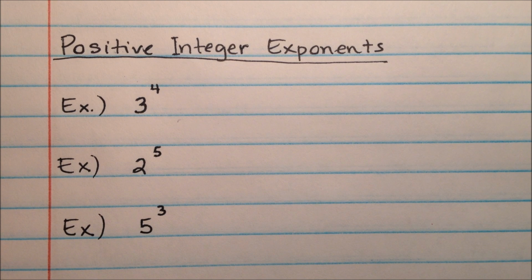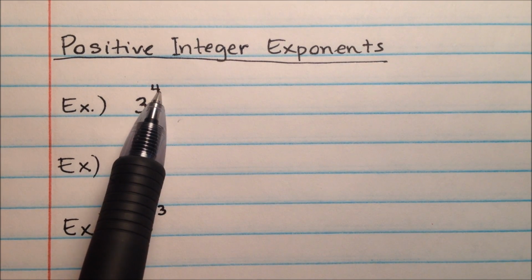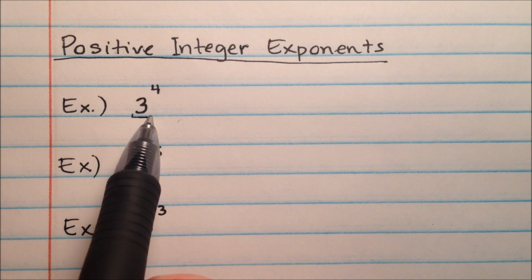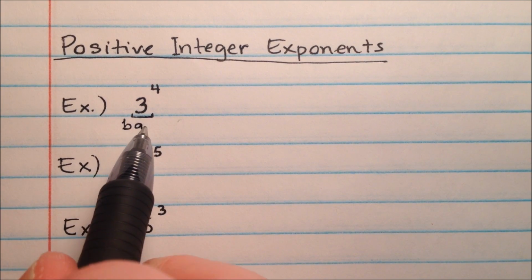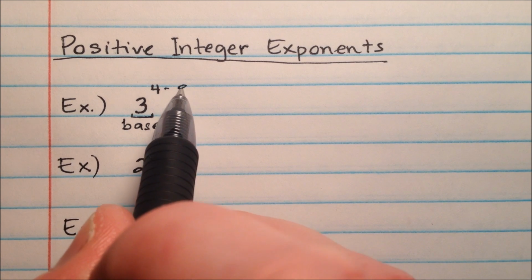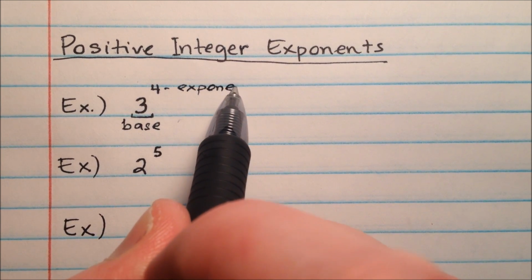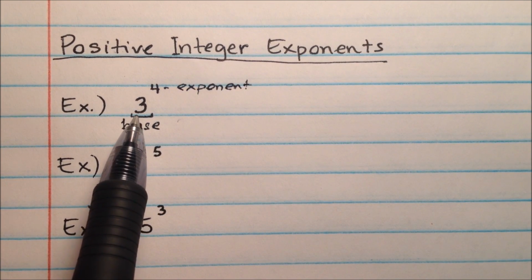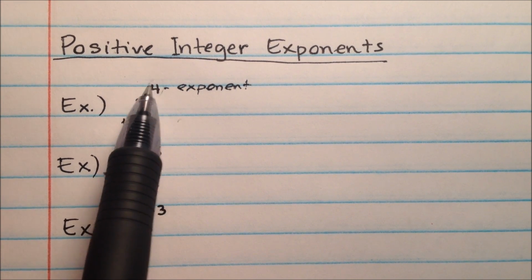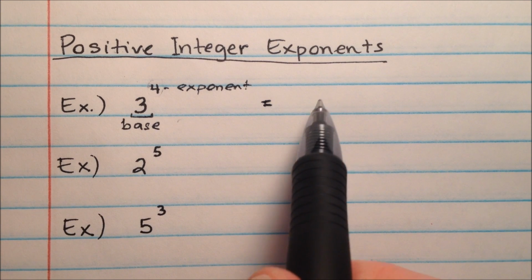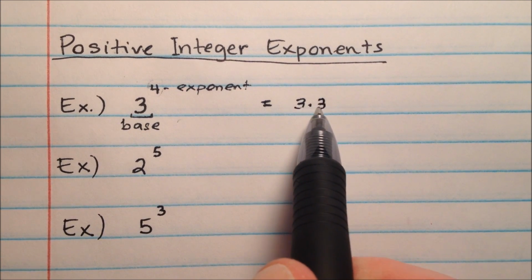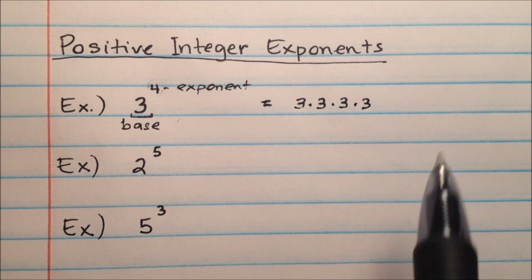In this video, I'm going to be discussing positive integer exponents and what it looks like to simplify them. So in this first example, we have 3 to the power of 4. 3 down here is going to be called our base, while 4 is our exponent. And what this means is that 3 is the factor that we're going to multiply again and again. In fact, how many times? Well, 4 times. So I can rewrite this as 3 times 3 times 3 times 3.